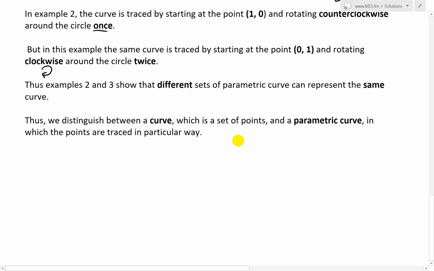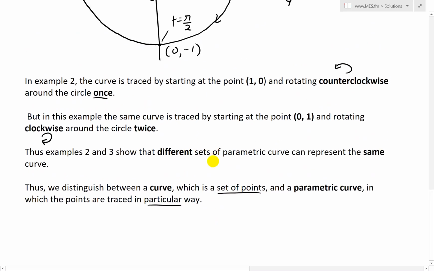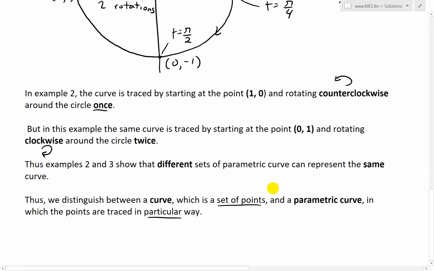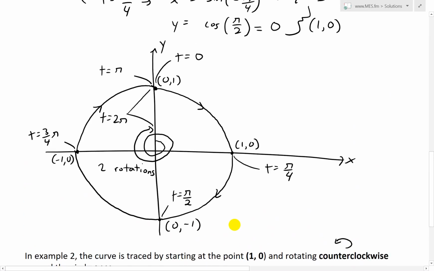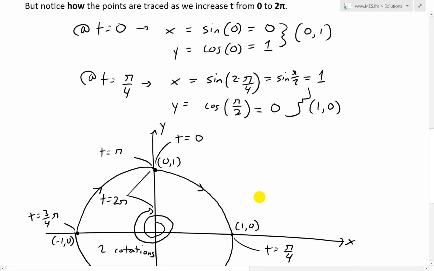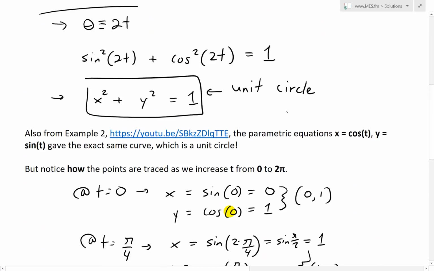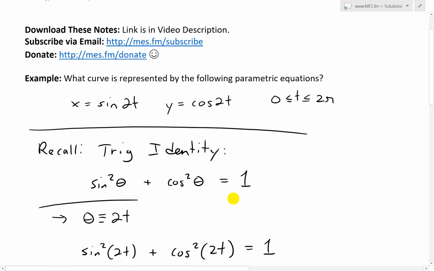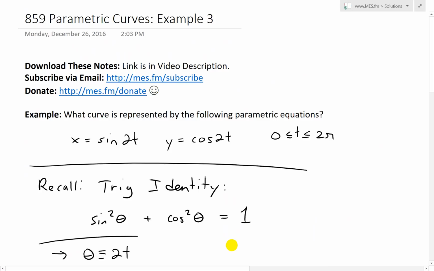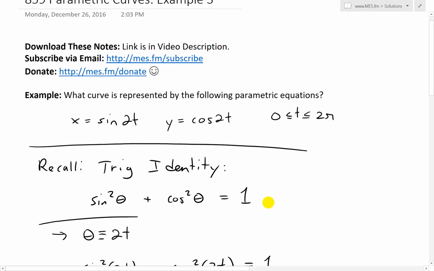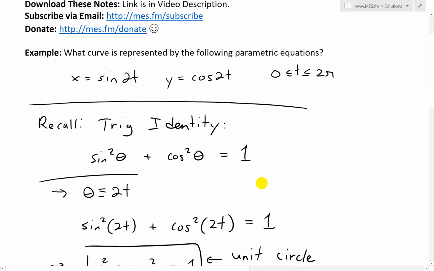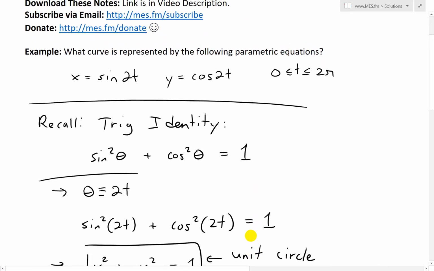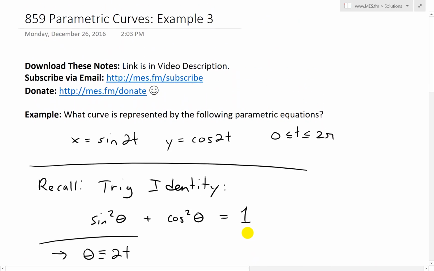Thus we can distinguish between a curve, which is just a set of points, and a parametric curve, in which the points are traced in a particular way. So different sets of parametric curves, even though they can graph the same shape, the path they take can be different, which is quite remarkable. So anyways, that's all for today. Hopefully you learned from this quite interesting example on parametric curves and how you can graph the exact same shape in different ways.